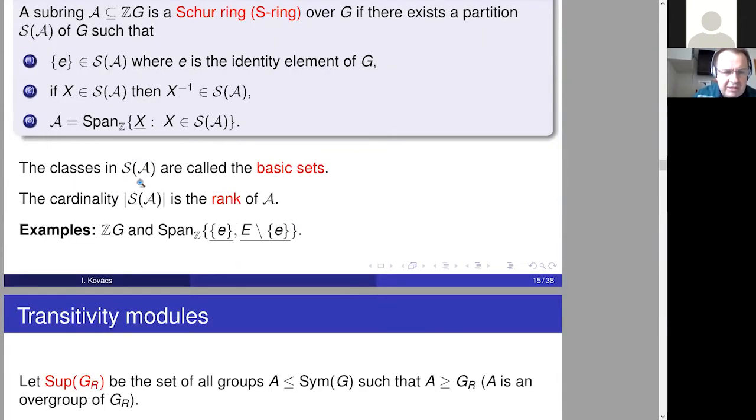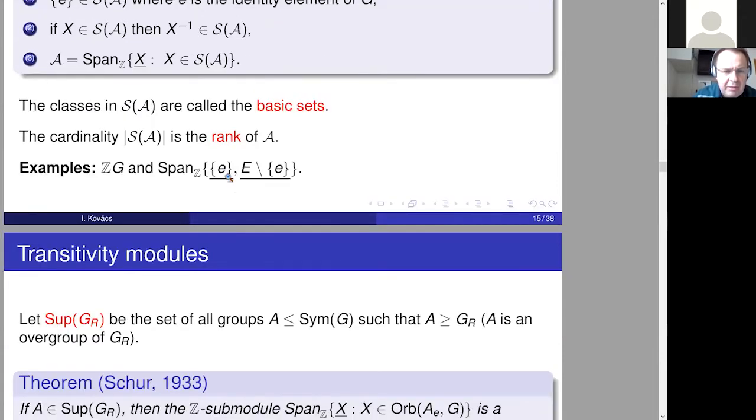So in the classes we code the basic sets of the ring, and the cardinality of the partition is just the rank of the ring. The simple examples: the trivial example, the full group ring, satisfies this condition. And if you take just two classes, the identity and the rest, sometimes this is called the trivial S-ring, it's also a Schur ring.